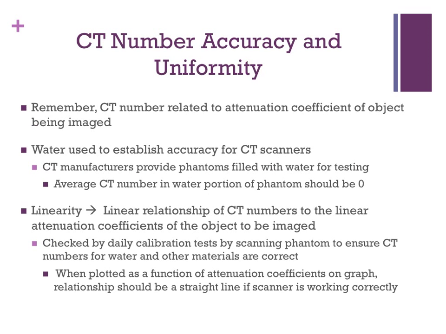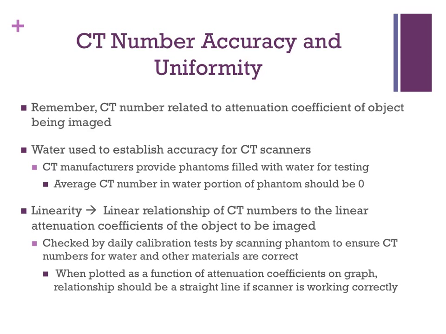Remember, the CT number is related to the attenuation coefficient of the object at hand. Because water is similar to soft tissue in terms of attenuation characteristics, it is important to establish its accuracy for CT scanners. And the CT manufacturers provide phantoms filled with water for this type of testing. When the phantom is scanned, the average CT number in the water portion should be close to 0.